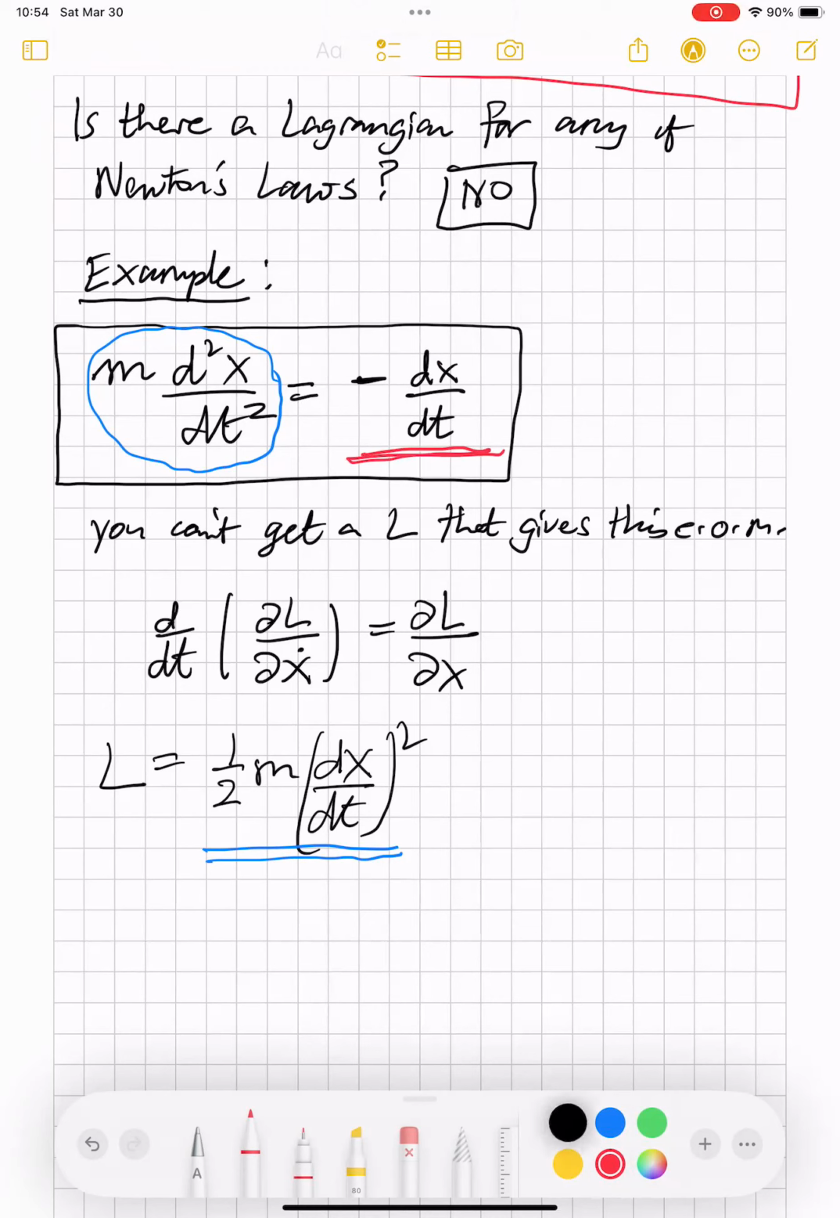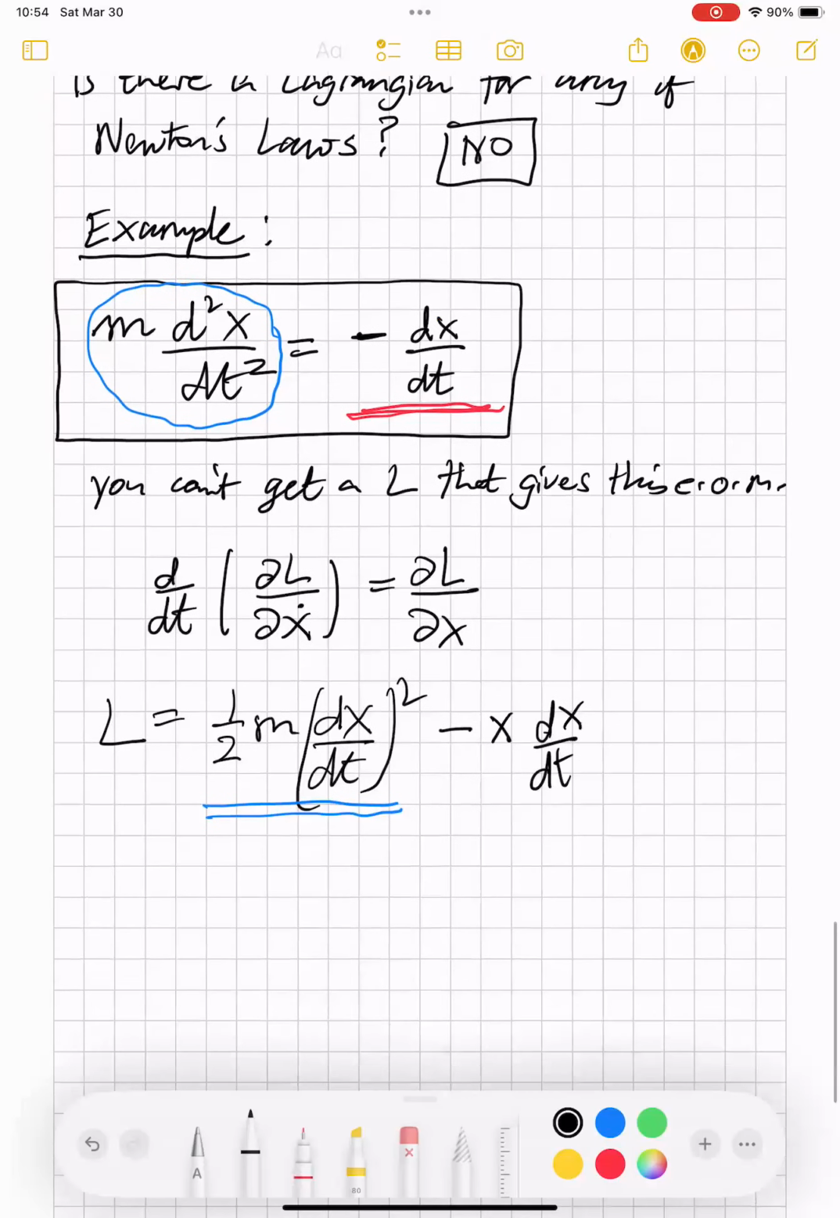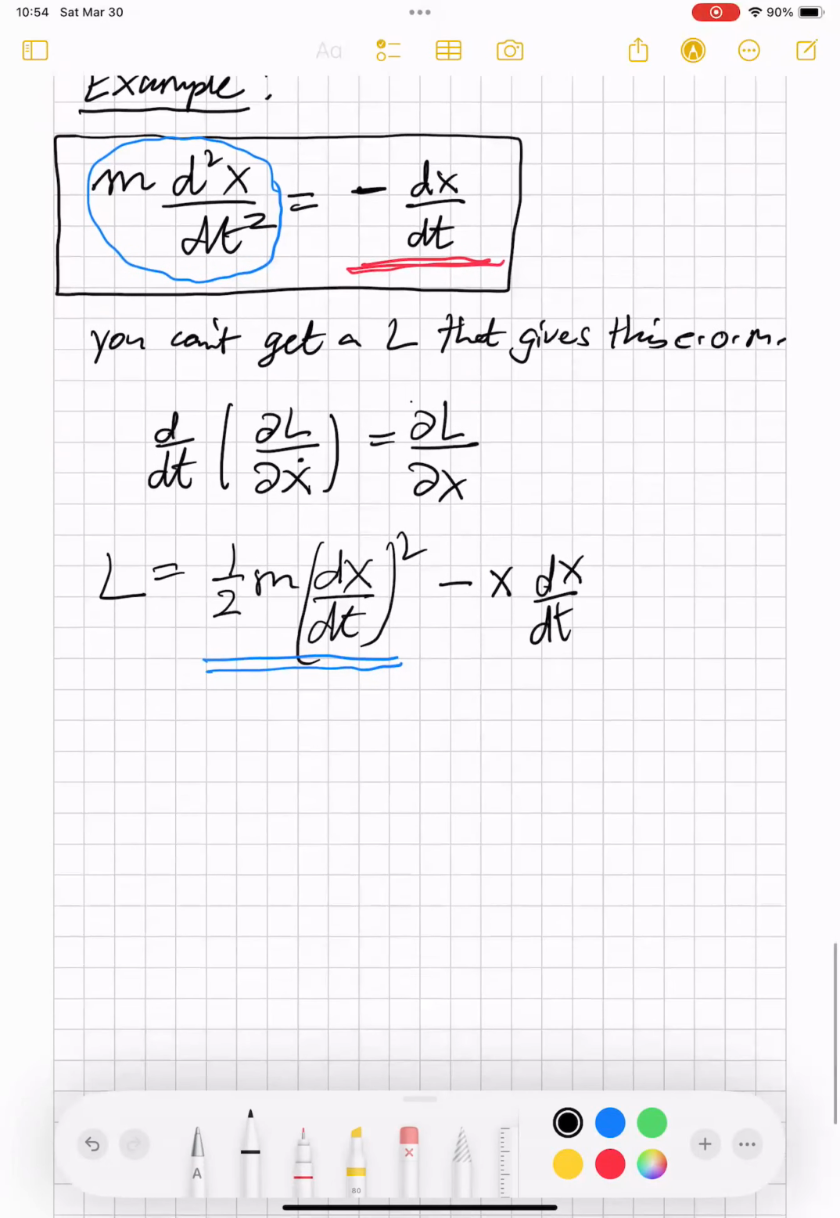Well, I'm going to make a guess. This is what I'm going to guess. I'm going to say minus x dx/dt. The reason why that seems like it's a good guess to me is that when I take the ∂L/∂x of this term, remember I should ignore the x dots, so I'll just get minus dx/dt, which is the correct right-hand side. So that's my guess for the Lagrangian. Okay, let's check it. Let's see if this guess is okay or not.